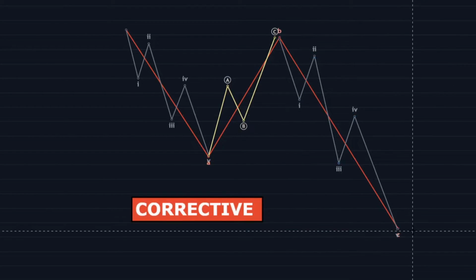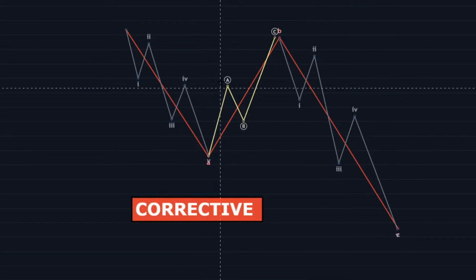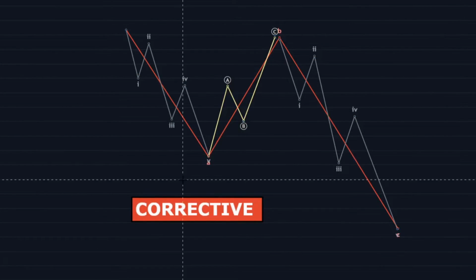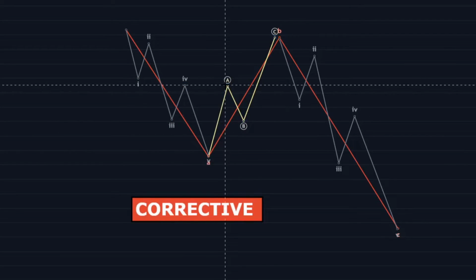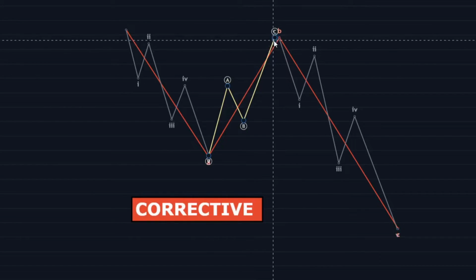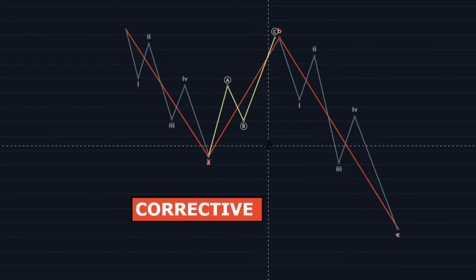The waves in this 5-wave follow the same pattern, and the waves in this ABC actually follow the same pattern as our overall ABC here. So we'd expect this little yellow A wave to have 5 waves, this little yellow B wave to have 3 waves, and this little yellow C wave to have 5 waves in our example.